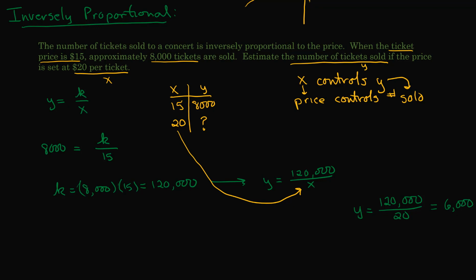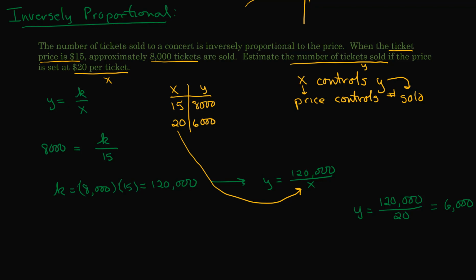Now notice this tells us that if we raise the concert ticket price to $20, we're going to sell 6,000. This is to be expected, and it's the way consumers typically behave. At $15 a ticket, they bought 8,000. At $20 a ticket, they buy fewer tickets, 6,000 of them. Okay, so the behavior does match what we would expect to see in the real world.